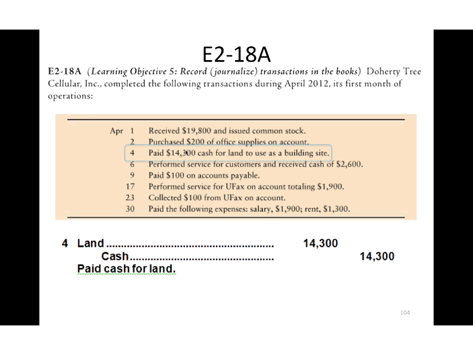So April 6th, we performed service for customers and received cash of $2,600. Okay. So our first question is, we performed service for customers and received cash. What's one account that's impacted there? What's one account? We performed service and received cash. Just what's one account?